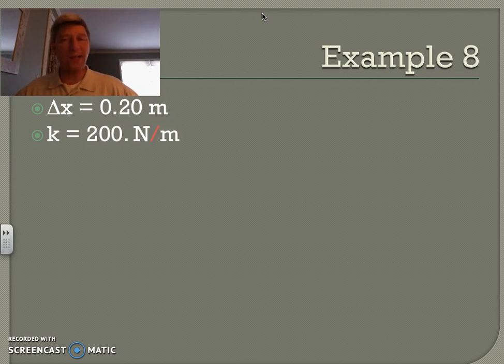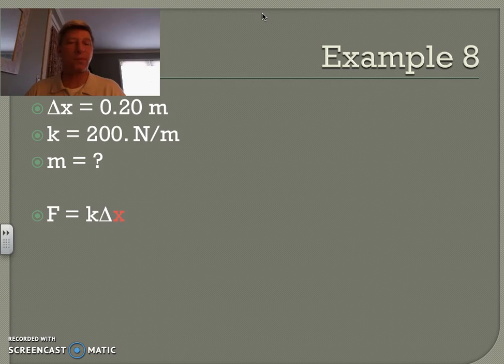The spring constant of this particular spring is 200 newtons per meter. Now remember, this is not a universal constant, but just for the spring in example number 8. And we're looking for the mass. Now, you may recall, Hooke's law does not include a term for mass. It has a term for force, the spring constant, and delta x.